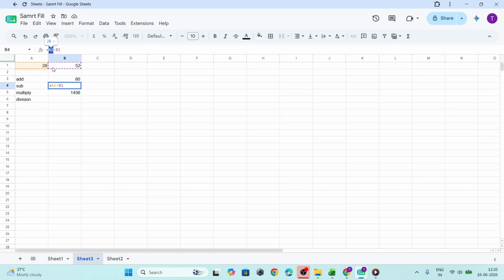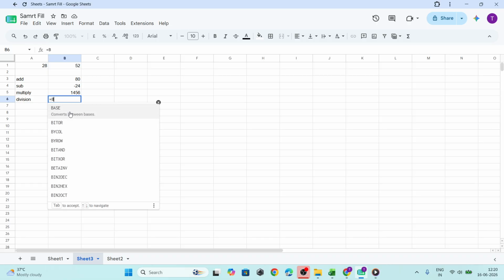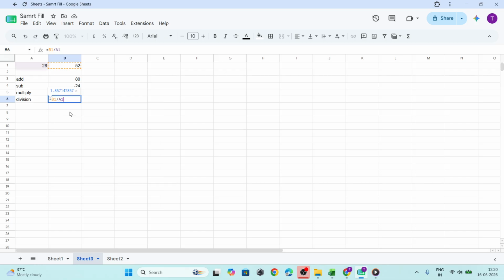Finally, for division, click the cell where you want the answer and type equals A1 slash B1. Then press enter. Google Sheets will divide the value in A1 by the value in B1. Division is helpful when you want to find averages, rates, or per unit values.